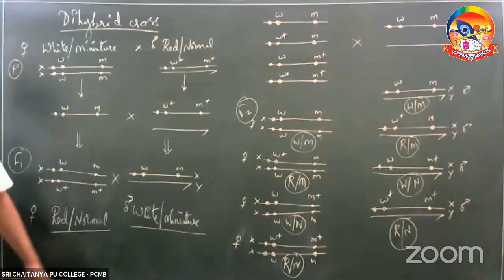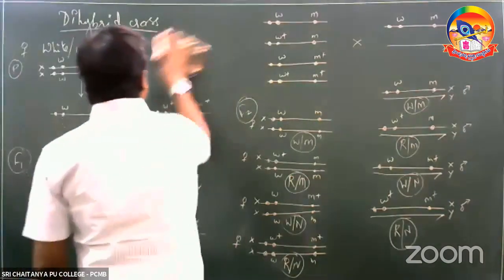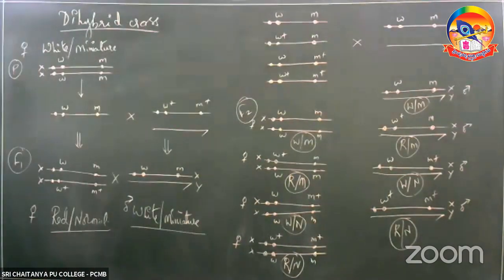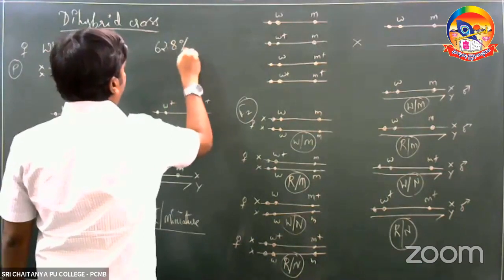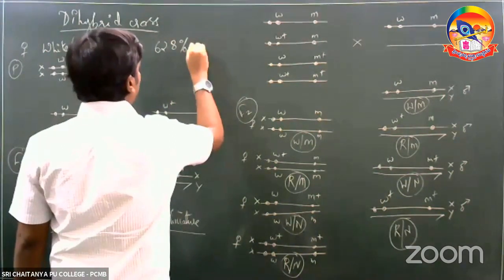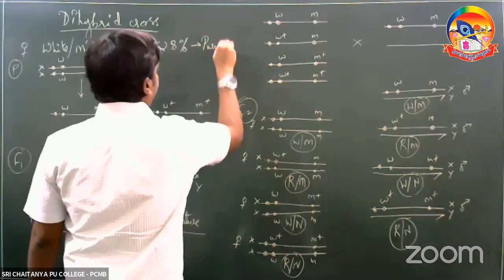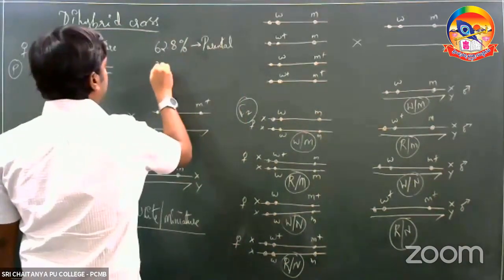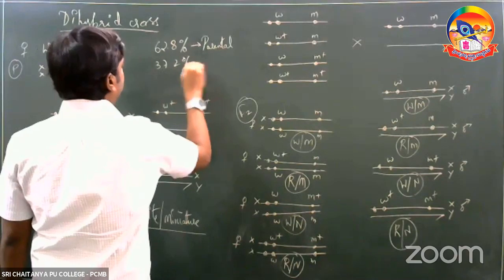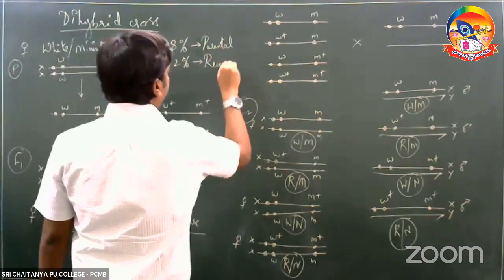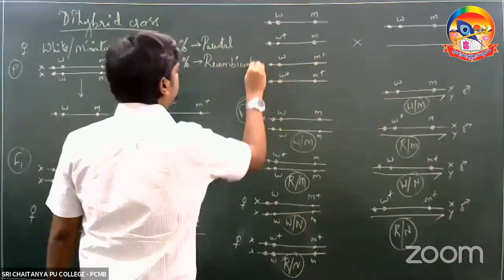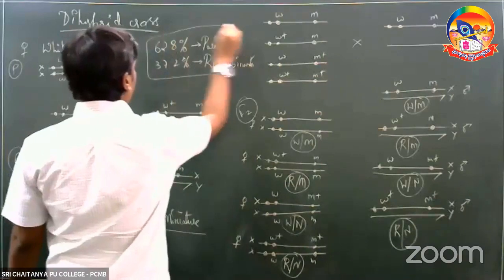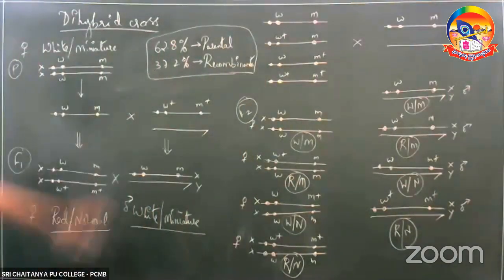So what he said was, among all the offspring in the F2 generation, 62.8% were parental types, whereas 37.2% were recombinants. Right? So this is another important thing you need to remember. This is with regards to the second cross.